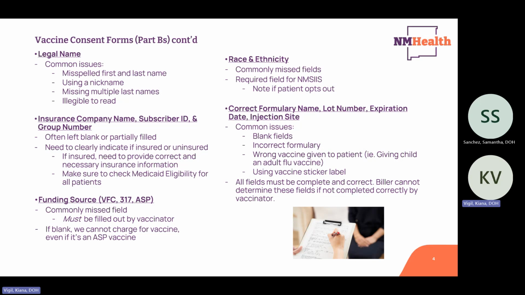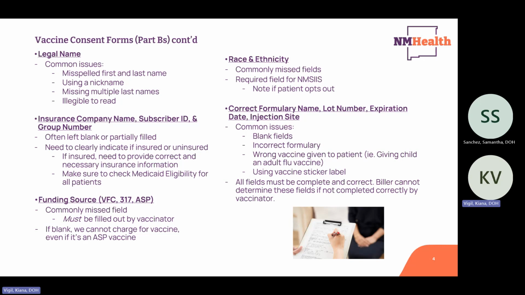Vaccine correct formulary name, lot number, expiration date, and injection site. The common issues we see are blank fields, incorrect formulary name, wrong vaccine given to a patient, for example, giving a child an adult flu vaccine, using the vaccine sticker label. So please make sure all fields are completed and correct. This is because the biller or Transact user cannot determine these fields if they're not completed correctly by the vaccinator.